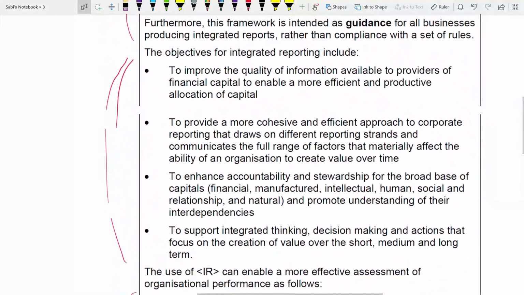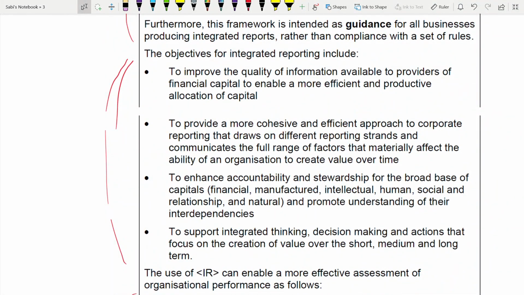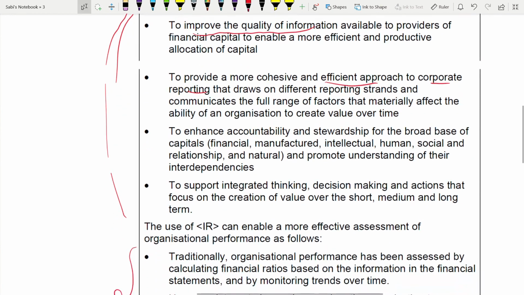But let's see the 4 objectives. One is to improve quality of information to the different stakeholders. Second is to give an efficient approach to corporate governance. Third is to enhance accountability and stewardship, on the six capitals, basically. And fourth is to support integrated thinking and decision making.